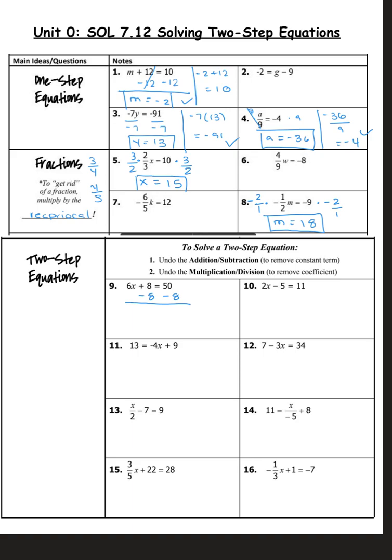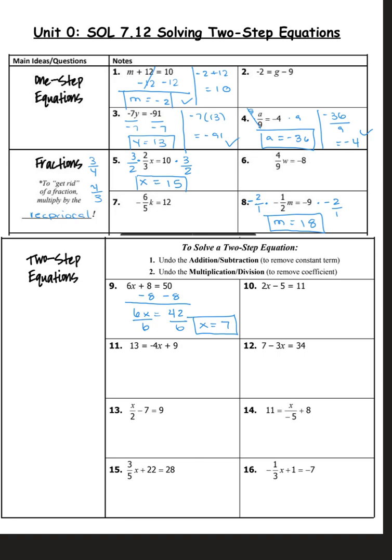All right, so I get that 6x is equal to 42. Then I'm going to simply divide both sides by 6, and I get that x is equal to 7. So we can plug that 7 in. 6 times 7 is 42. Plus 8 gives me 50. All right, let's go ahead and jump down to number 11.